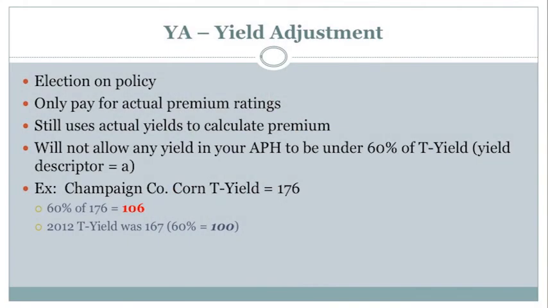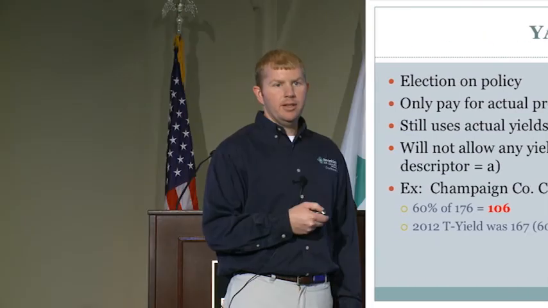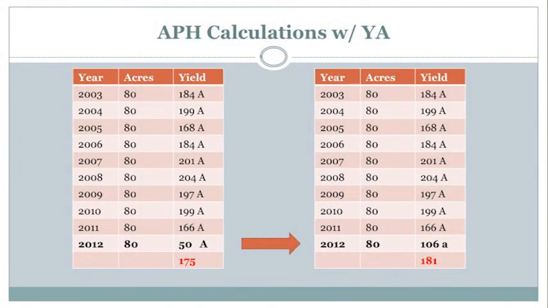If you look at your databases, they're always going to have a lowercase a, which is what they call a yield descriptor. That lowercase a means it's not an actual yield, whereas the other yields in the database where you had an actual yield will be a capital A. So if you didn't have yield adjustment for 2013, this is what your database may look like. You can see here, these are all the capital A's, these are actual yields. In this scenario, your APH would be 175 if you had a 50 bushel actual yield.